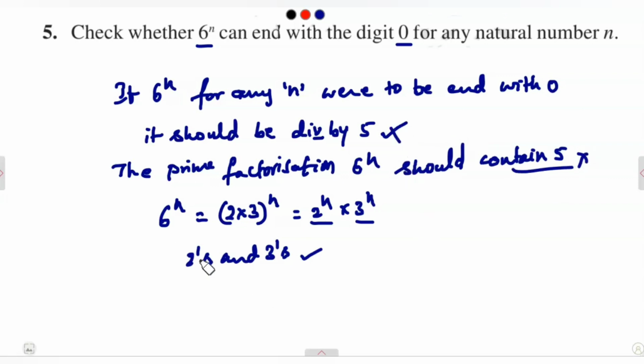So the prime factorization contains only 2's and 3's. That means 6 power n is not divisible by 5, so its prime factorization does not contain 5. And then you can say that there is no natural number n, whatever value it takes, for which 6 power n ends with the digit 0. For any natural number n, 6 power n cannot end with 0.